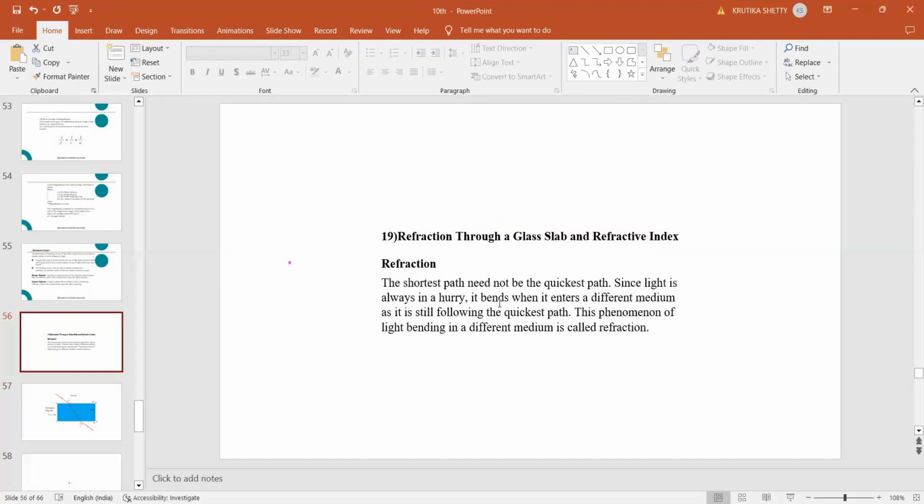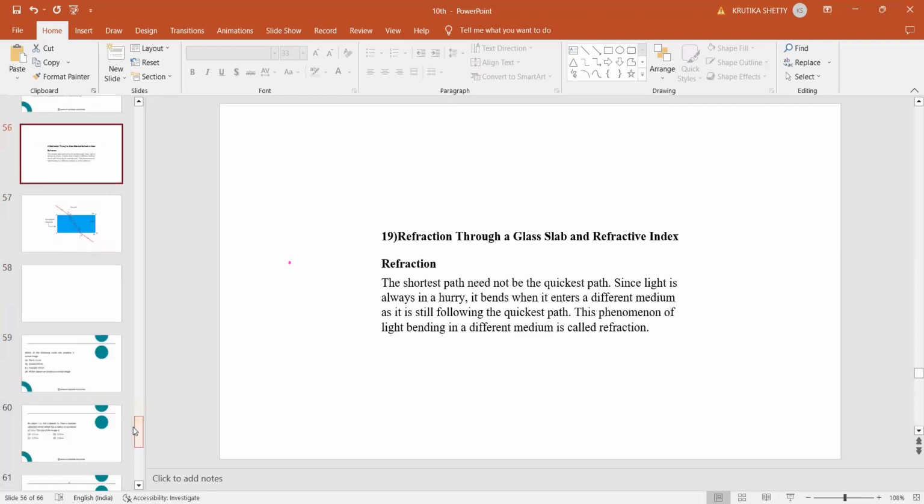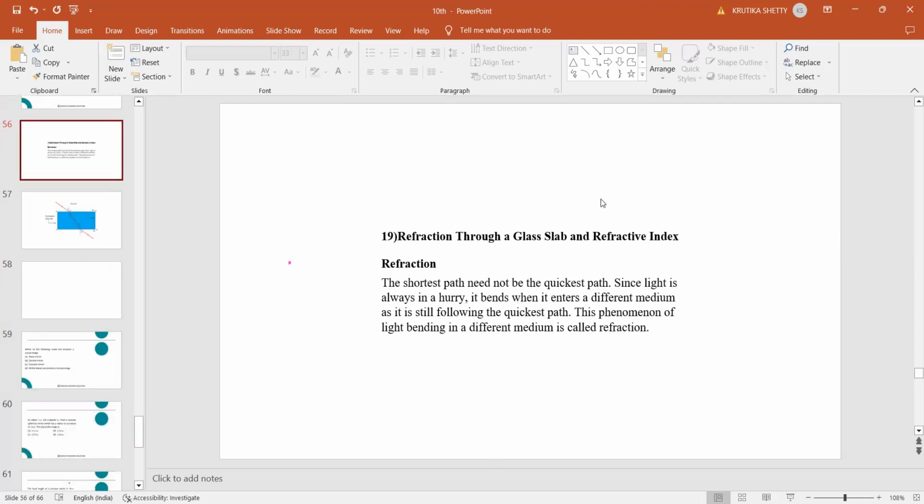The shortest path need not be the thickest part. Since light is always in a hurry, it bends when it enters a different medium. As it is still following the quickest path, this phenomenon of light bending is called what? Refraction. So already we know the refraction phenomenon. What is refraction? The light will change the direction of propagation. That phenomenon is called refraction of light.